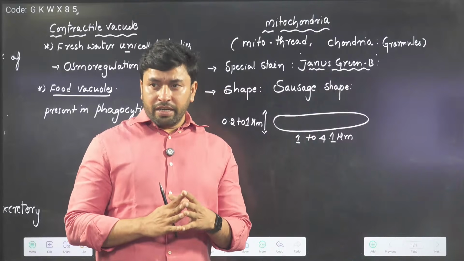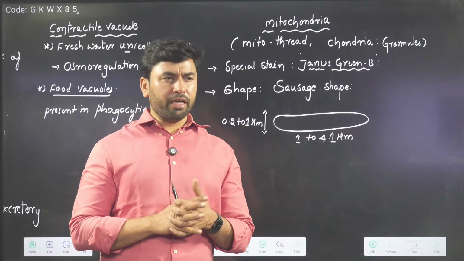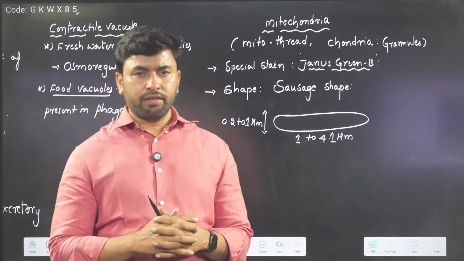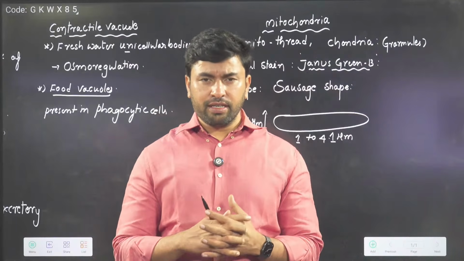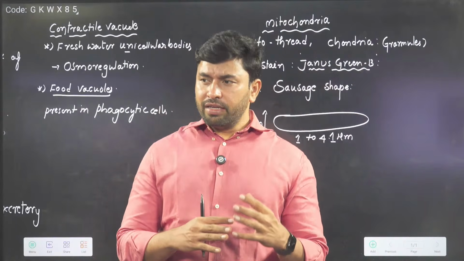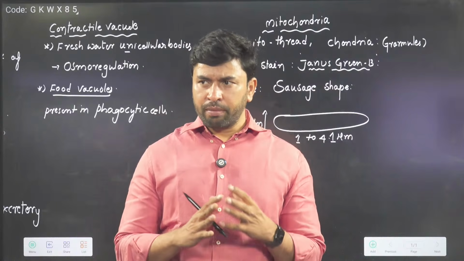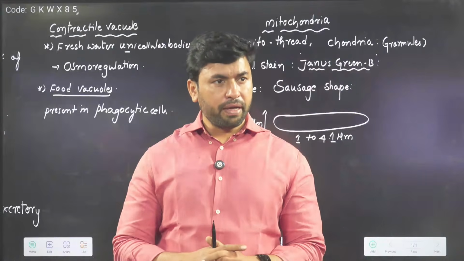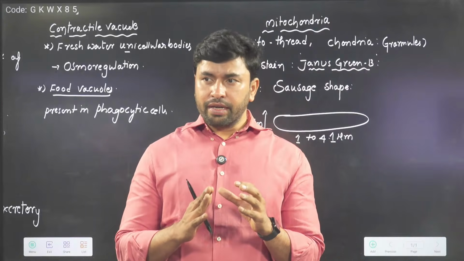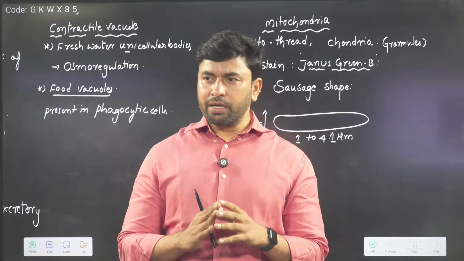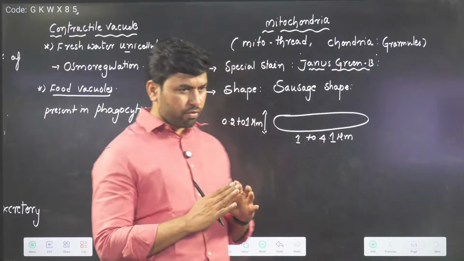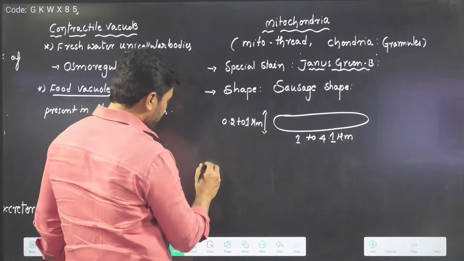Next, the dimensions are very minute. That's the reason why mitochondria are not easily visualized under the microscope. Unless you specially stain, mitochondria cannot be seen. That's why we often apply Janus green B to show up the mitochondria under the compound microscope. Okay, this is the dimension.